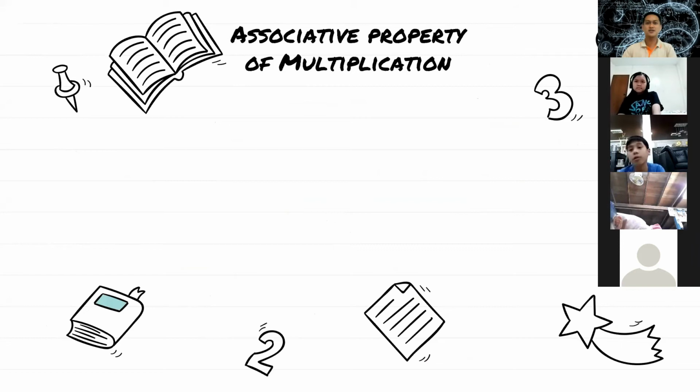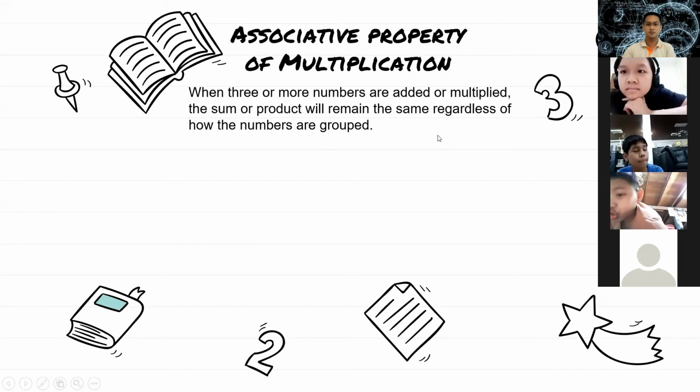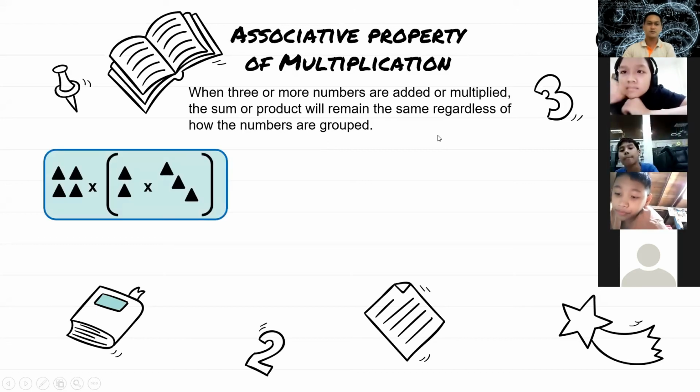Next, we go to associative property of multiplication. So a while ago, it's addition. Now it's multiplication. So when three or more numbers are added or multiplied, the sum or product will remain the same regardless of how the numbers are grouped. Example.